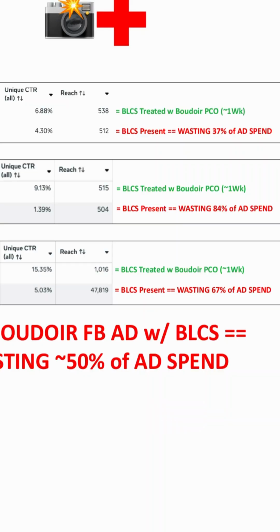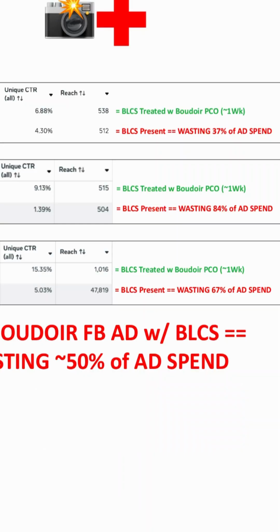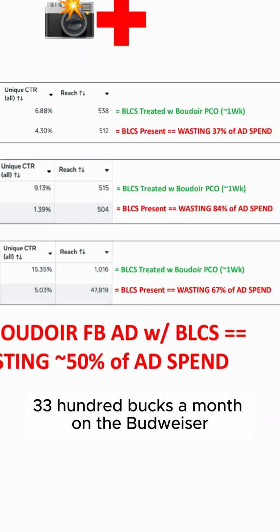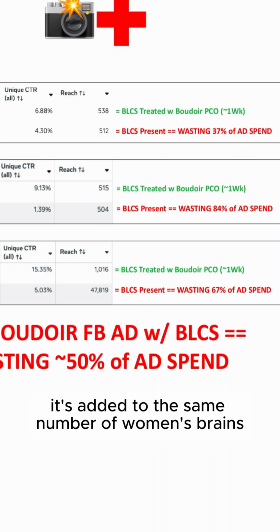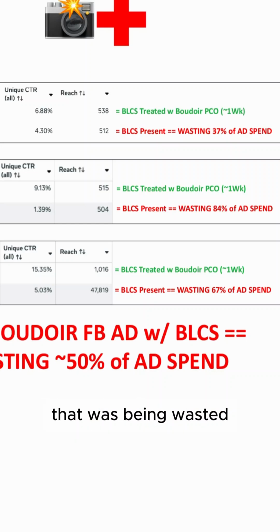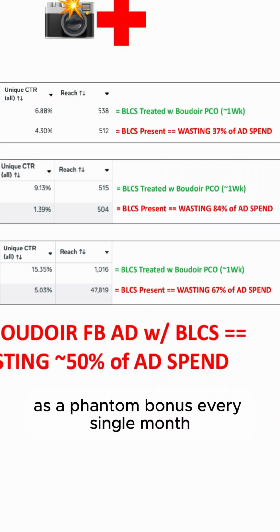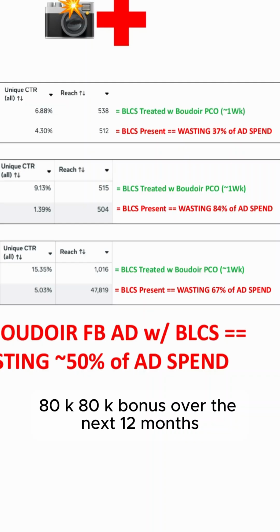And as a result, if you spend 10 grand a month on the original Boudoir Facebook ad, now he only has to spend 3,300 bucks a month on the Boudoir Pico treated ad, and he gets his ad into the same number of women's brains in both scenarios. But now that 6,700 bucks a month that was being wasted is eliminated and back in his pocket. He doesn't have to spend it, a phantom bonus every single month. Basically like, what's that, 80K bonus over the next 12 months.